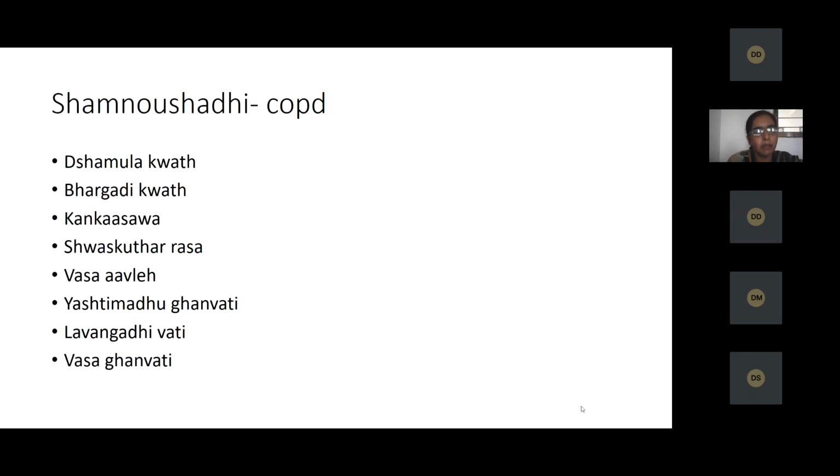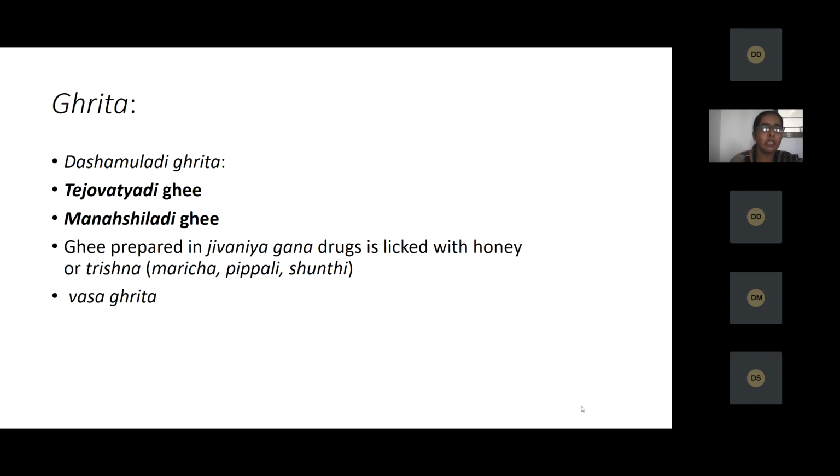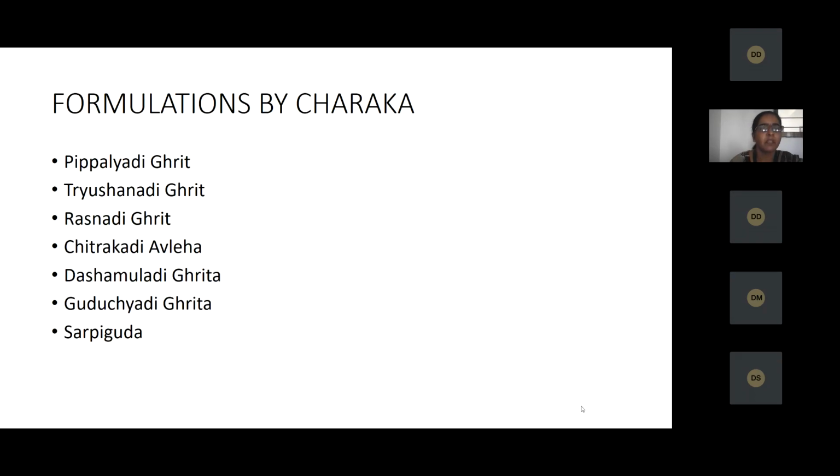Some shamana aushadhi we can give in COPD are Shmula kwatha, Bharangi kwatha, Kanakasava, Shwasakuthar rasa, Vasa avleha, Yashtimadhu ghanavati, Lavangadi vati and Vasa ghanavati. Some ghrutas are also explained: Shamula ghruta, Tejovatyadi ghruta, Manashila ghruta, ghruta prepared with jivaniya dravyas with three ushnas, and Vasa ghruta are also used. Some formulas which I collected from the Charak Samhita for kasa and shwasa we can use in COPD patients.